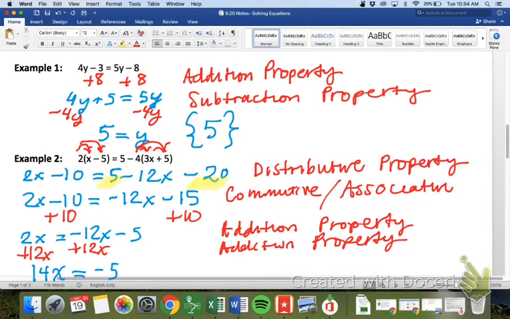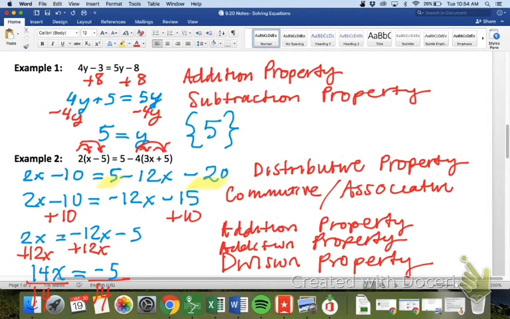Okay, I'm running out of space a little bit, but there's only one more step. And the idea is in order to get that x by itself, I would have to divide by 14 to cancel out the 14 that's out front. So that's the division property. And then I've now arrived at my final answer.